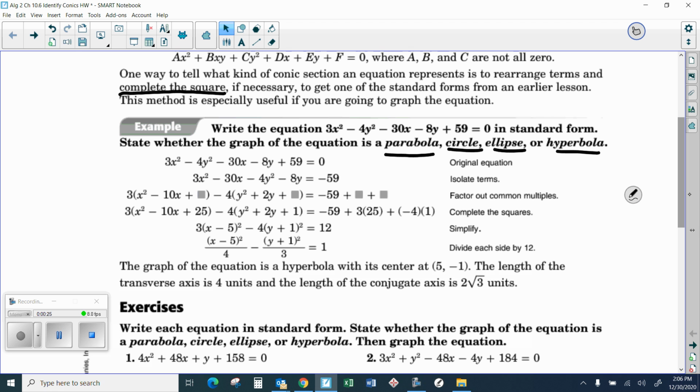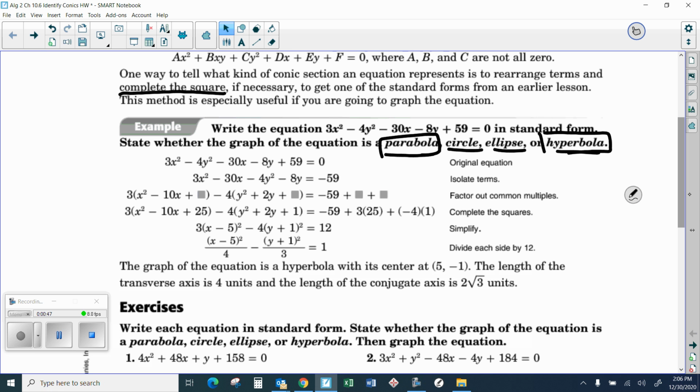Well, there's two things that separate out easily to tell. The two quickest ones to be able to tell would be the parabola and the hyperbola. Okay, remember, a circle is a perfect ellipse. So those two are the two toughest to identify.